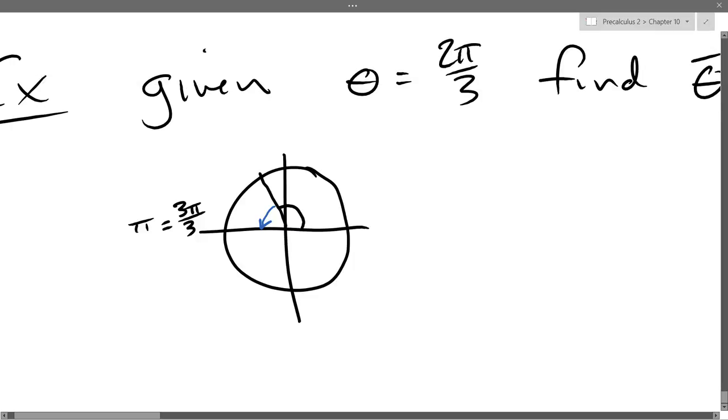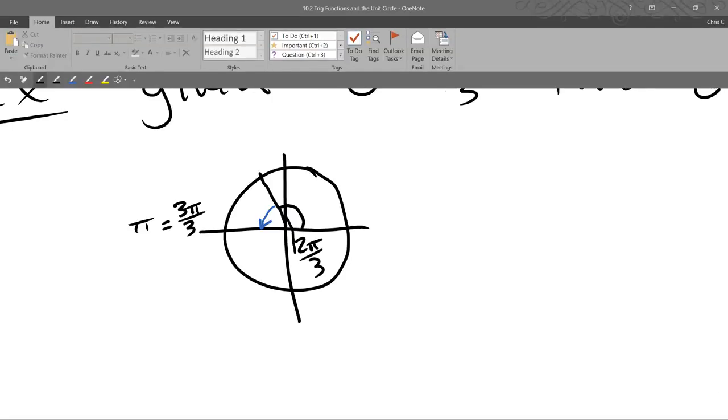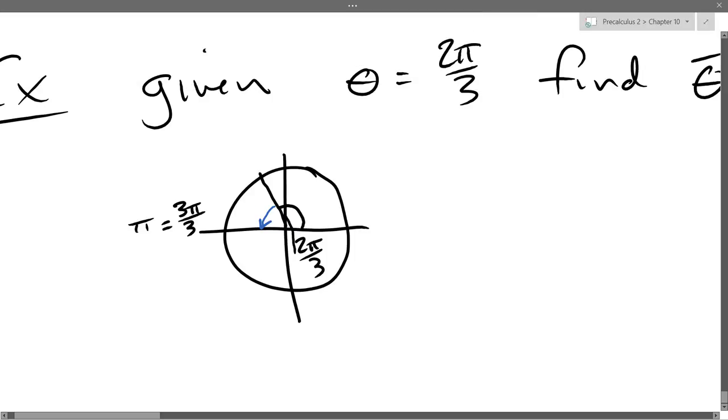It's a little hard to label because I'm going to want to use the first quadrant. Not the best place to label 2π/3, but that's our big angle right here. So our remaining angle is just π/3. It's what's missing to go from 2π/3 over to 3π/3. You need to go π/3.